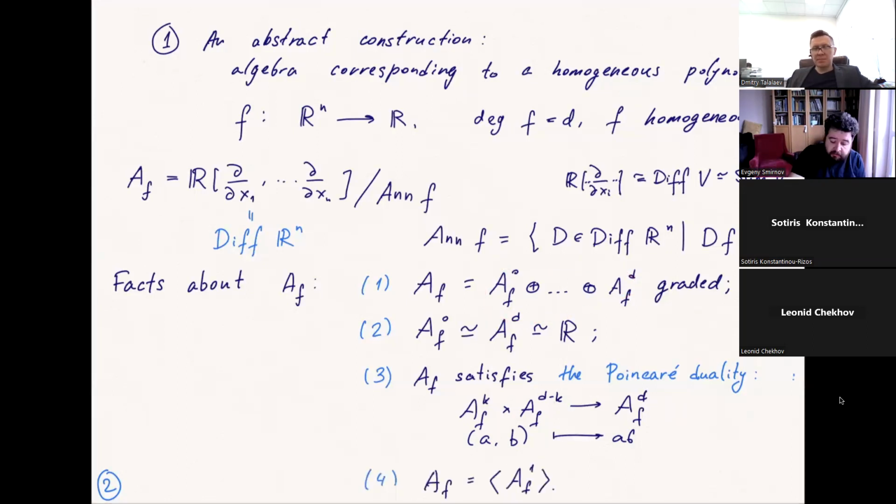And the last thing I would like to point out is that this ring is generated by its first degree component. Well, this is easy because this is generated by the first degree component, and the grading is inherited from this ring. So there are 4 facts about rings of this type. Starting from a homogeneous polynomial, I construct a ring with these properties. Everything clear so far?